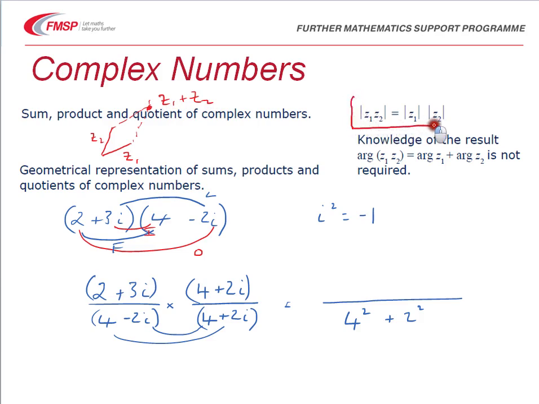Finally, in the specification, some awareness that if you multiply two numbers together, then their moduli multiply is required. Although some of you may have been taught this, it's not a requirement to know that when you multiply two numbers, their arguments add. However, knowledge of that, I suppose, is worth having if you have.